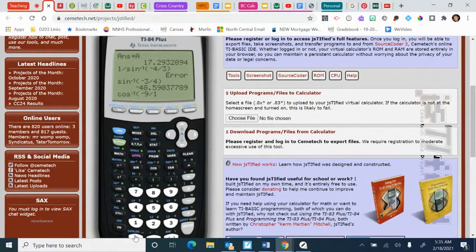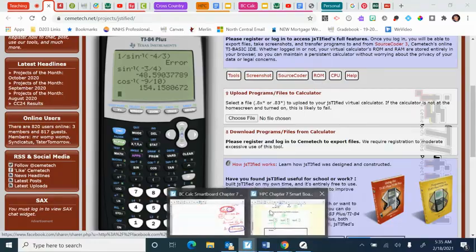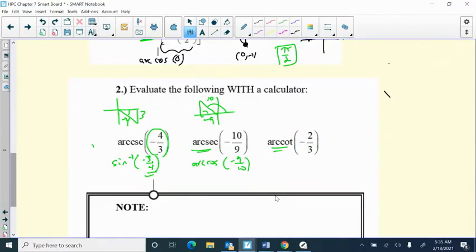So it should be an obtuse angle, right? Because that's how arc cosine, arc secant work. 154 degrees. Perfect. So then we get to our last one, which I just randomly came up with these numbers here. Arc cotangent of -2/3.